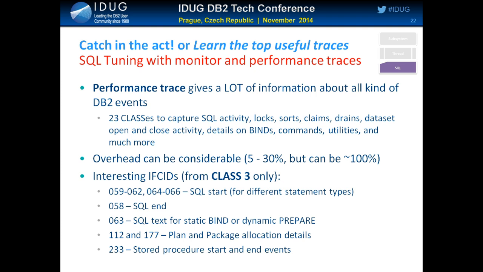So if you get a start and an end, you take the difference between them, and you figure out how much CPU was spent for that SQL. This is what monitoring tools are doing, because normally from the trace you will not be able to do that. Then SQL text. You might really get the SQL text. You may get the package or plan allocation details. And there is also a record for stored procedure start and end.